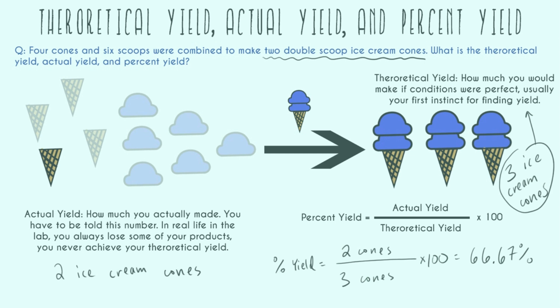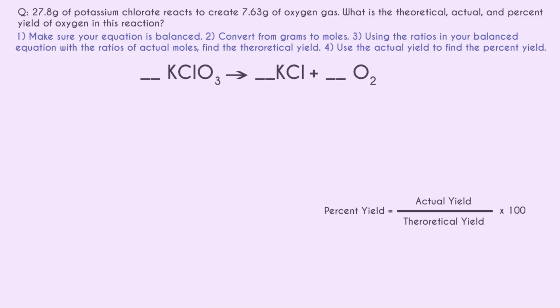And so our percent yield for this problem is 66.67%. All right, let's go ahead and now do a problem like you'd see in class. So 27.8 grams of potassium chlorate reacts to create 7.63 grams of oxygen gas. What is the theoretical, actual, and percent yield of oxygen in this reaction?